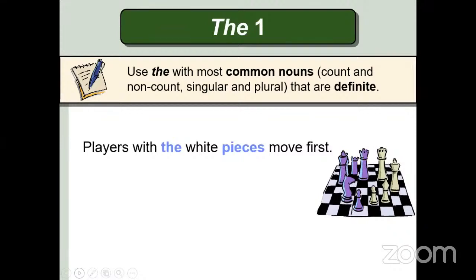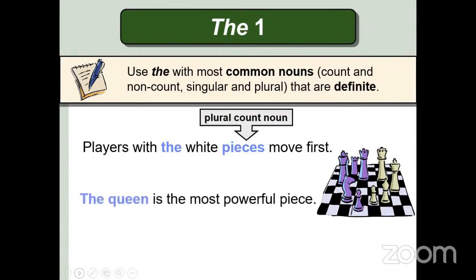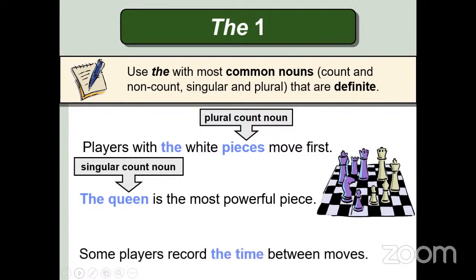Count and noncount nouns, singular and plural, that are definite. Players with the white pieces move first. We are using the in that way, just the first way of using the. The queen is the most powerful piece. Some players record the time between moves.